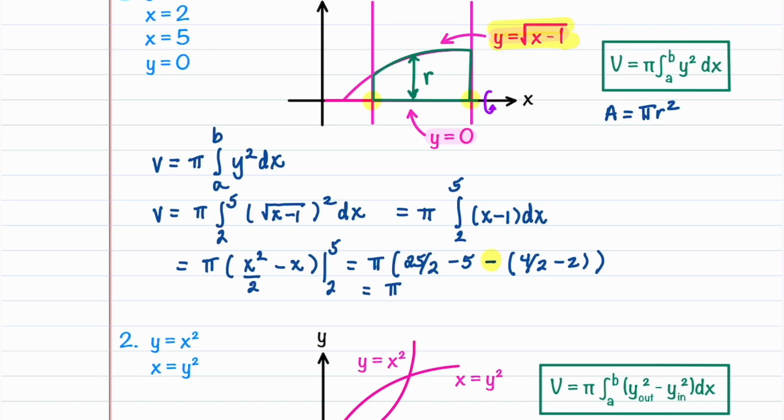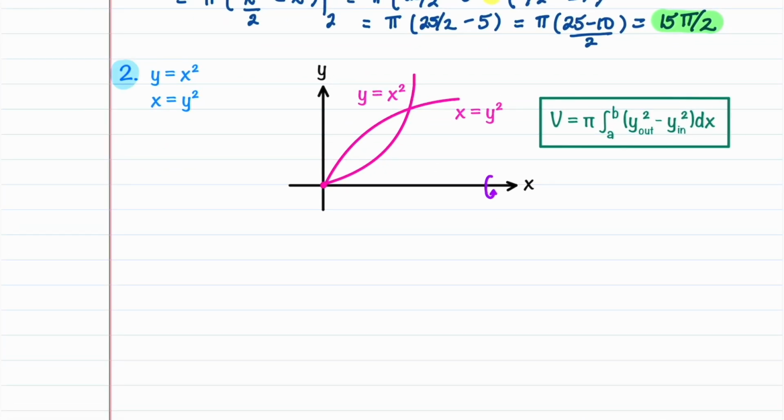This is equal to pi. We have 25 over 2 minus 5 minus 2 plus 2, so that's just minus 5. We'll get a common denominator of 2, so this is pi times 25 minus 10 all over 2, and this gives us an answer of 15 pi over 2. The volume of our solid of revolution is then 15 pi over 2.